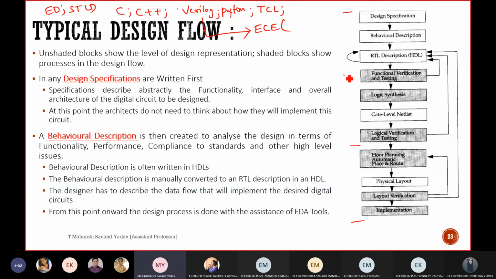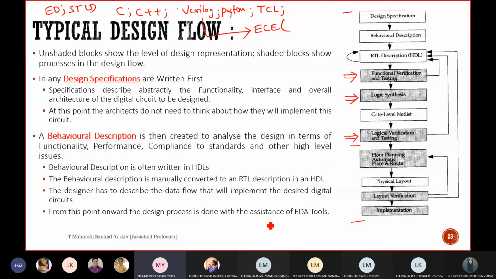Next, after that, we'll do functional verification and testing, meaning to check whether it is working fine or not. After that, we'll convert it into a gate level netlist by using a tool called logic synthesis. After getting logic synthesis, we'll do logic verification.